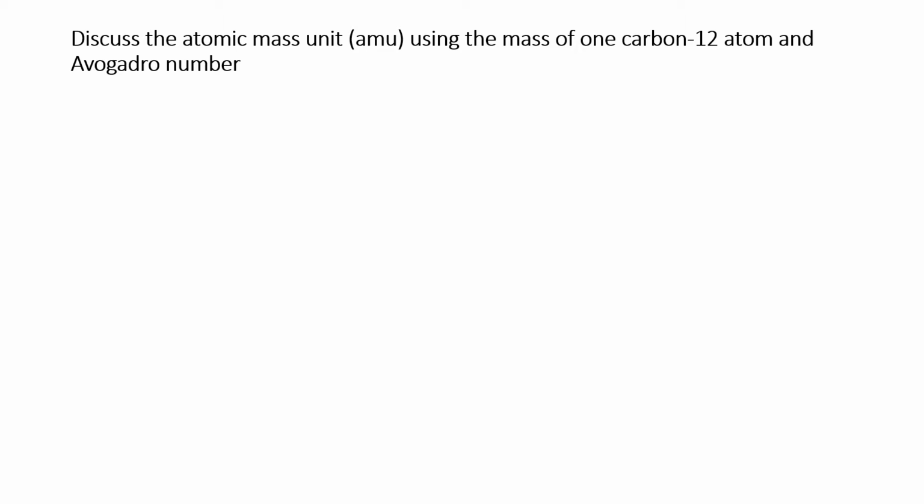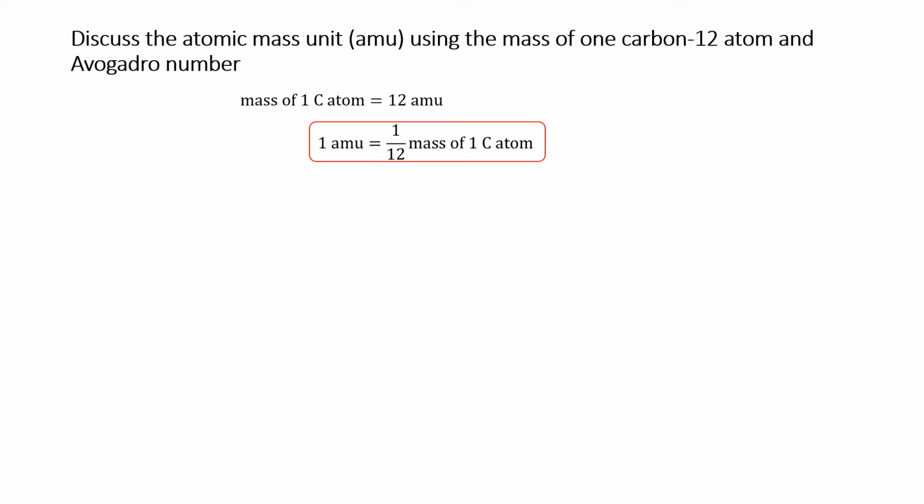Okay, let's discuss the atomic mass unit AMU using the mass of one carbon-12 atom and Avogadro number. The mass of one carbon atom is equal to 12 AMU. So this is the standard value. From this information, we can find that 1 AMU is equal to 1/12 the mass of one carbon atom. So now we want to find the value for 1 AMU.